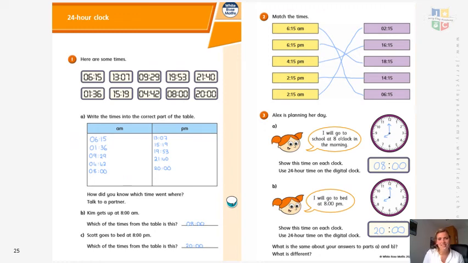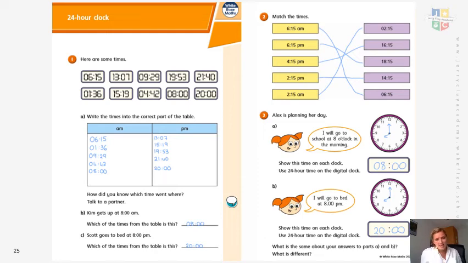Okay, so looking at the answers from your sheets that you've had a go at doing, it says here are some times, write them in the correct part of the table. So you should have said that every time that began with a 0 should be in the AM, and all the times where the hour is in the PM should be after the number 12. So for example, they should start from 12 or 13.